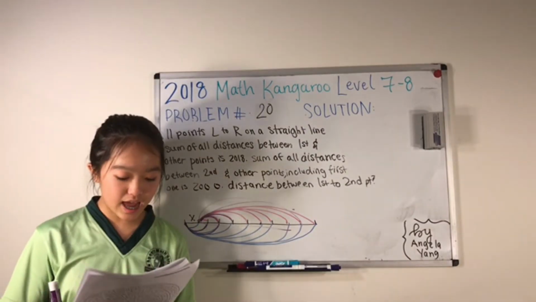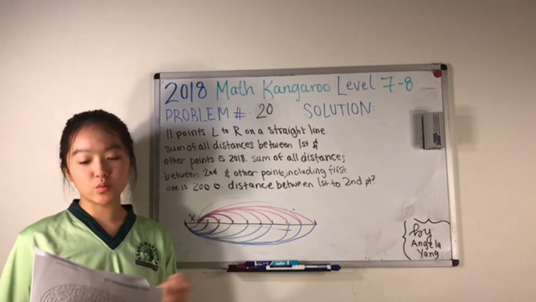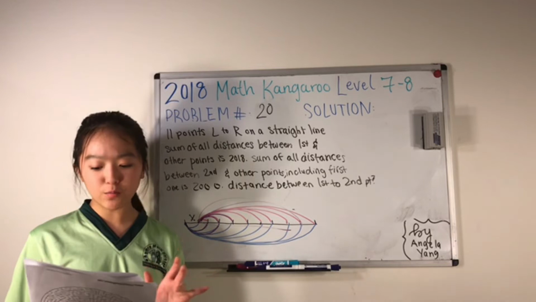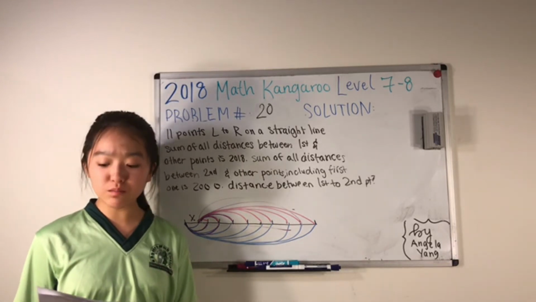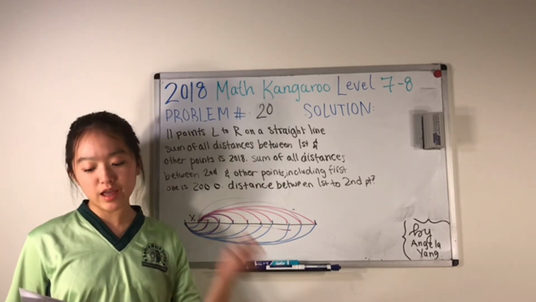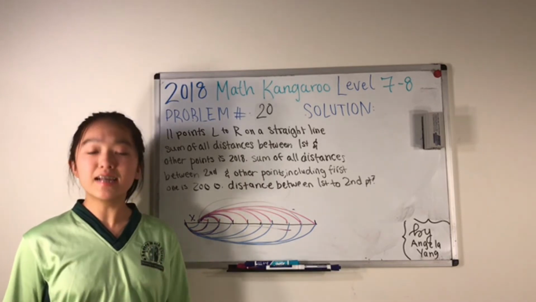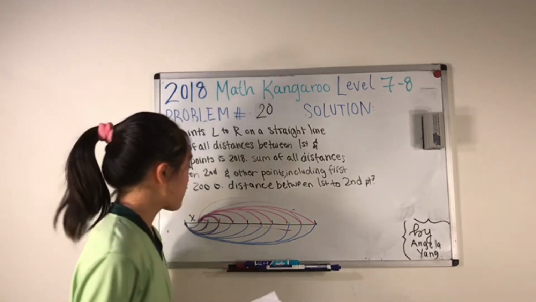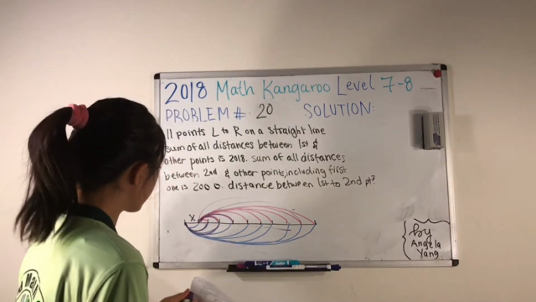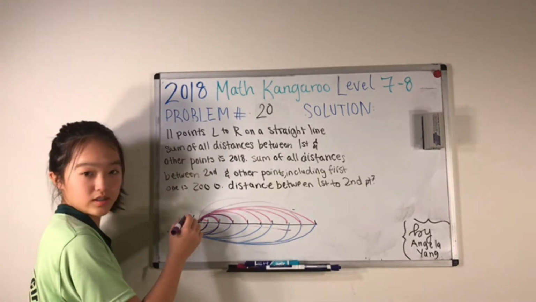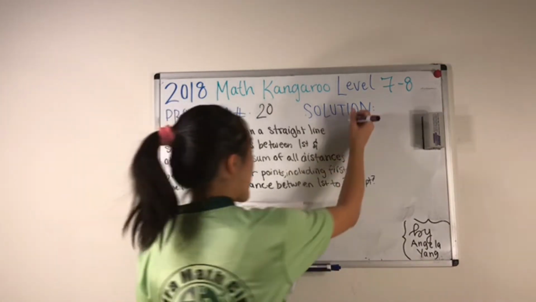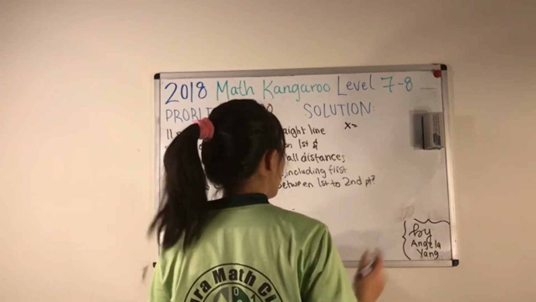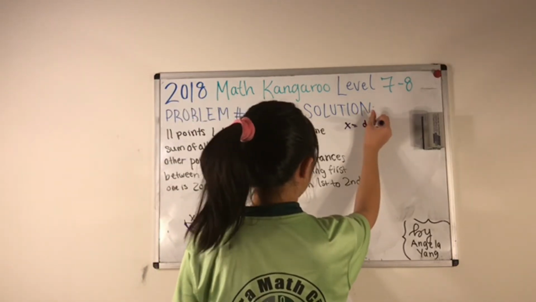Problem number 20 says, 11 points are marked from left to right on a straight line. The sum of all the distances between the first point and the other points is 2018. The sum of all the distances between the second point and the other points, including the first point, is 2,000. What is the distance between the first point and the second point? So in order to solve this, let's first label this area between the first and second point as X. So X is the distance between the first and the second point.